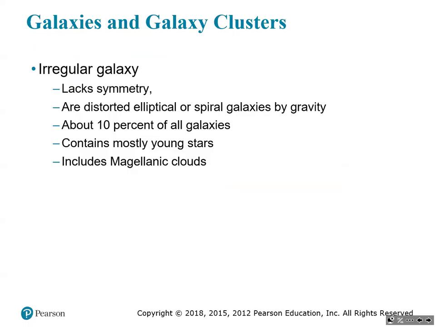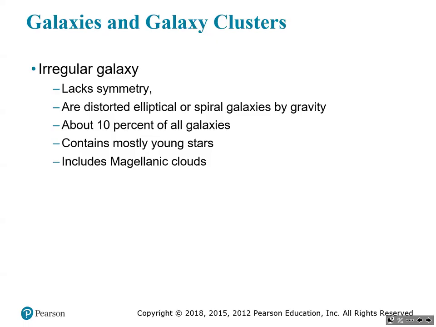And then irregular galaxies don't have symmetry. They're some funny other shape. They're distorted elliptical or spiral galaxies. They're about 10% of all galaxies. They contain mostly young stars, and this includes the Magellanic Clouds, which are the 2 galaxies closest to us. Oh no, they aren't the closest actually, but they're among the closest galaxies to the Milky Way.